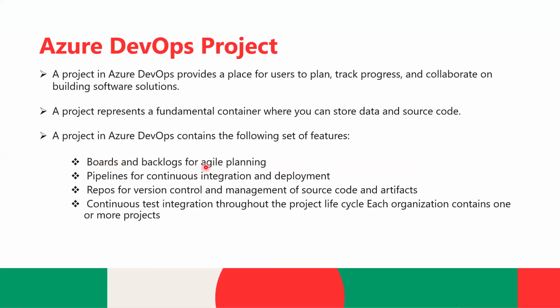You can get boards and backlog for agile planning, pipelines for continuous integration and deployment, repos for version control, then continuous testing, integration and all. Here you can see that a project in Azure DevOps provides a place for users to plan, track progress, and collaborate on building a software solution. A project represents a fundamental container where you can store data and source code. Under this project now the actual features come. The version control system you can get here. You can get the Jira-like features here. All the project management you can do within Microsoft Azure DevOps only.